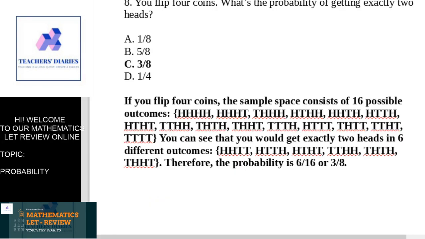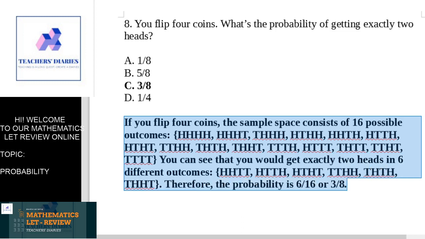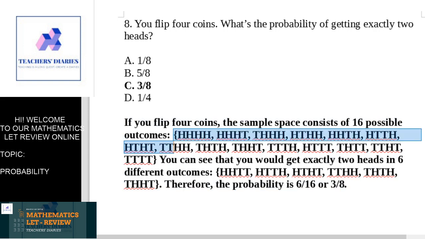Now let's proceed to number 8. Here we try to get exactly 2 heads. Okay? Exactly 2 heads only. Now, the answer for this problem is 3 over 8, because if we flip 4 coins, the sample space consists of 16 possible outcomes. That would be these outcomes here, or the sample space.